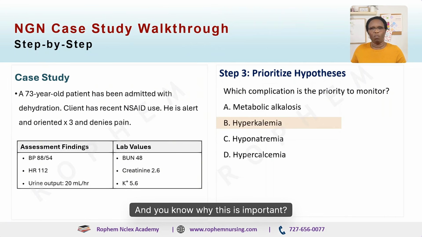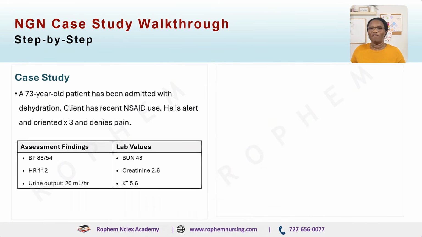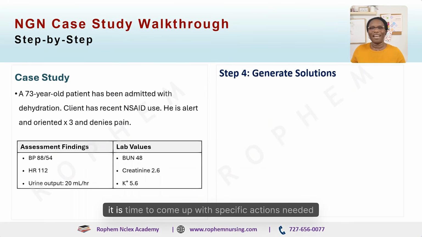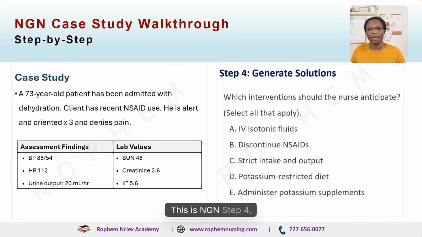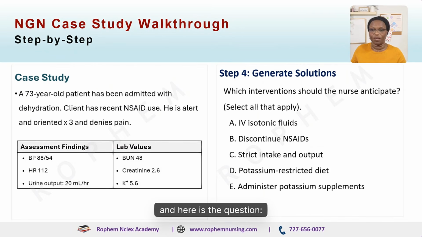And you know why this is important? It is important because hyperkalemia increases the risk of life-threatening cardiac dysrhythmias. The other answer choices are not correct. For the same case study, it is time to come up with specific actions needed to achieve the expected outcomes. This is NGN Step 4, and here is the question.